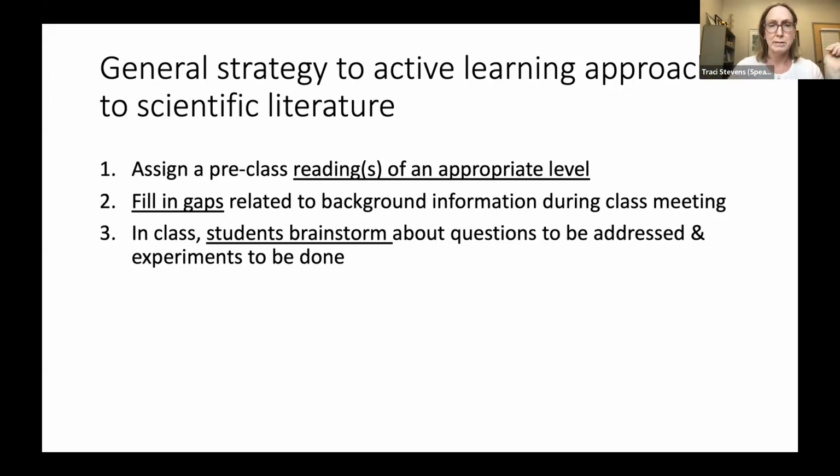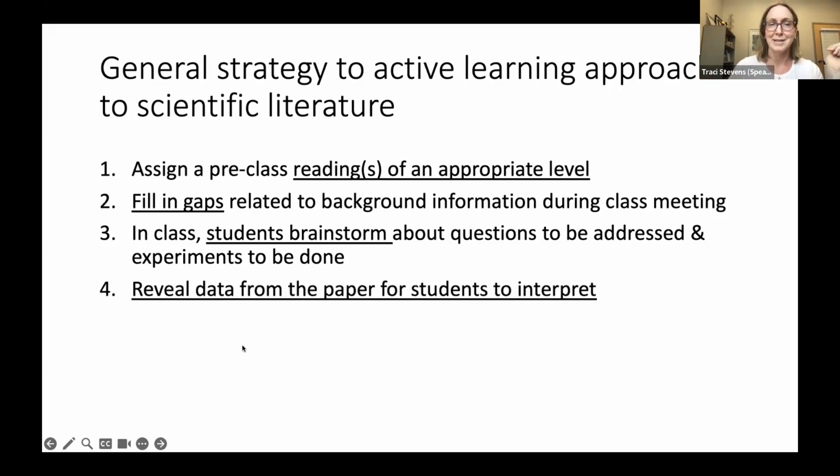Next step is also very active. This is when I actually parse the paper apart, choosing particular figures, and I show those figures and give student groups time to interpret the data. So at this point, they still haven't read the paper. They don't have any of the text. I don't even give them the figure legends. So they are really relying on their own skills to interpret the data.